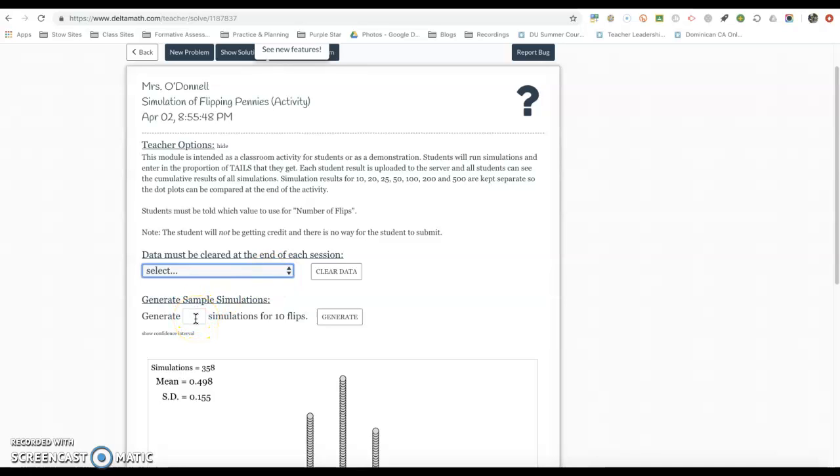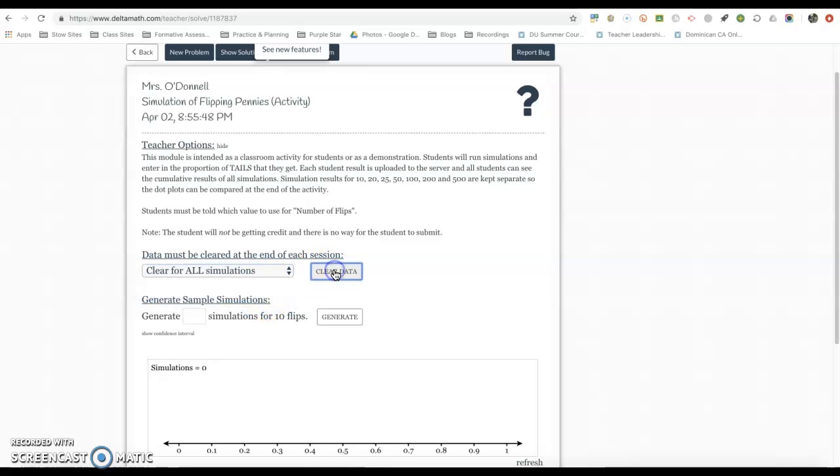Well, now I'm just poking around. I'm not really sure what all the clear data is. Maybe that's what I'm doing wrong. We learn from mistakes, right? Clear all simulations, clear data. Generate 5 simulations for 10 flips. Let's see.